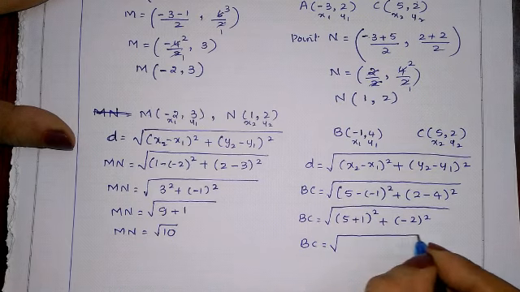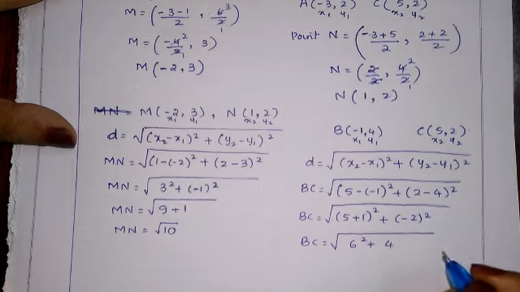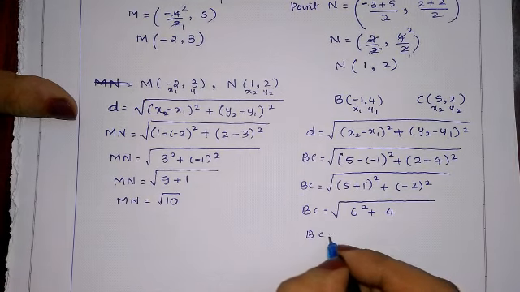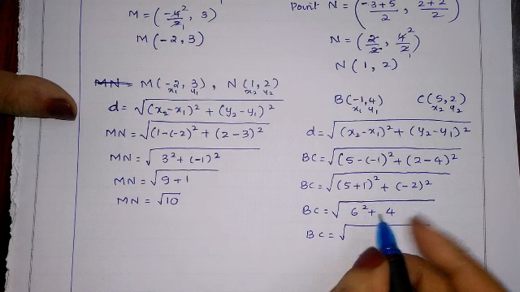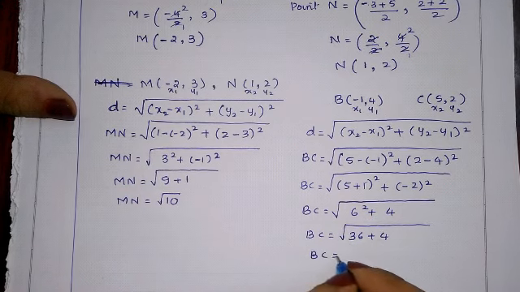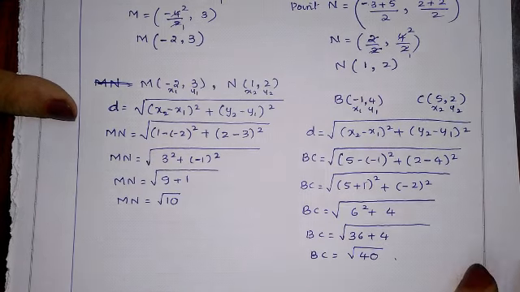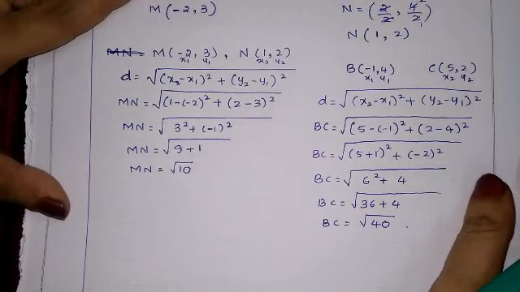BC is equal to the square root of 5 plus 1, 6 squared plus 2 squared is 4. BC is equal to the root of 6 squared, which is 36, plus 4. BC is equal to the root of 36 plus 4, which is root 40. Now we should know how it is.